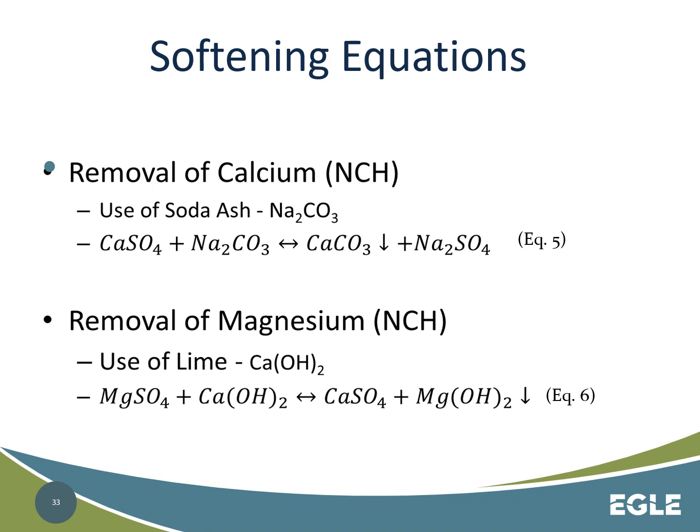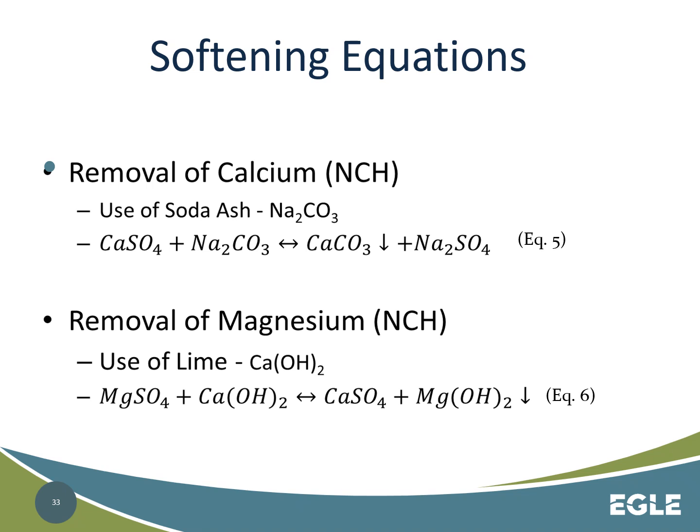In the last slide, we talked about removal of carbonate hardness with lime. Now let's talk about non-carbonate hardness. Equation 5 shows us that calcium non-carbonate hardness, or in this case, calcium sulfate, reacts with soda ash to create calcium carbonate precipitate and sodium sulfate.